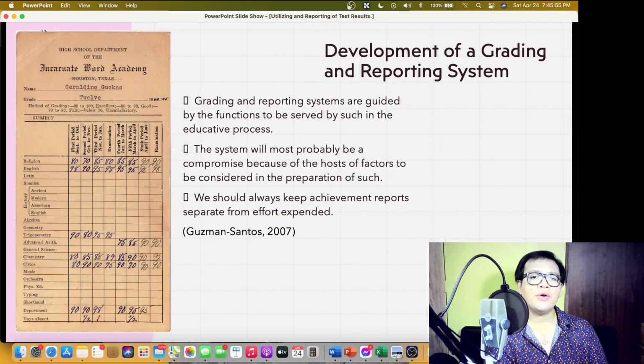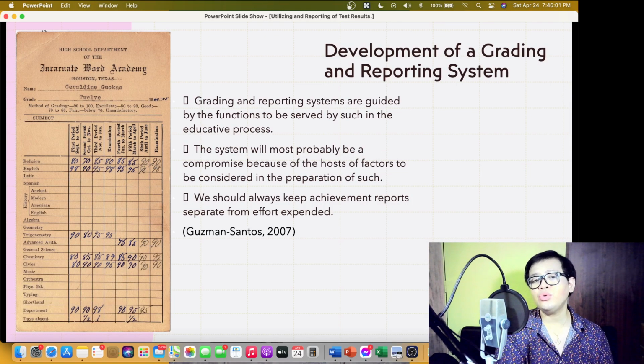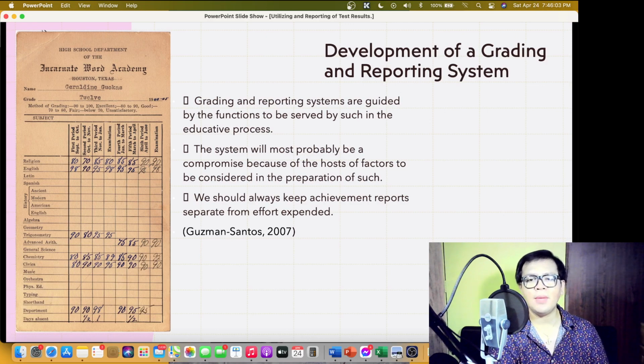So developing a grading and reporting system, as you can see, what Guzman Santos of 2007 was able to introduce, is that grading and reporting systems are guided by the functions to be served by such in the educative process. The system will most probably be a compromise because of the host of factors to be considered in the preparation of such, and we should also keep achievement reports separate from effort being expended.